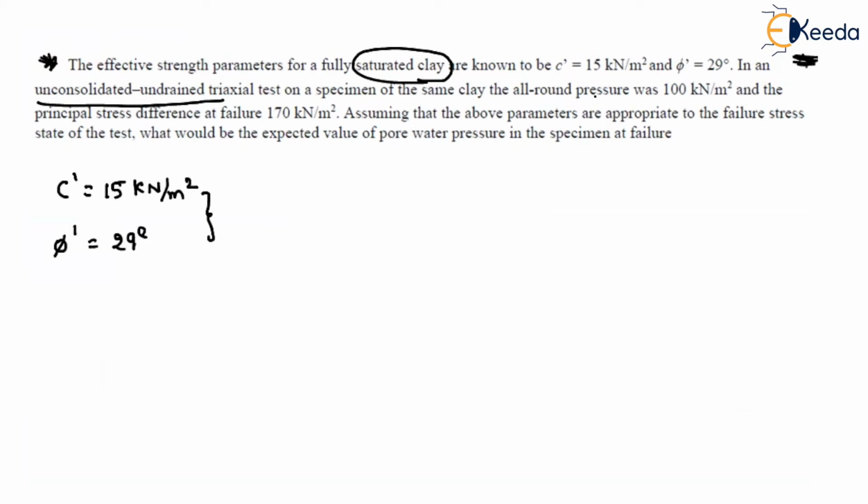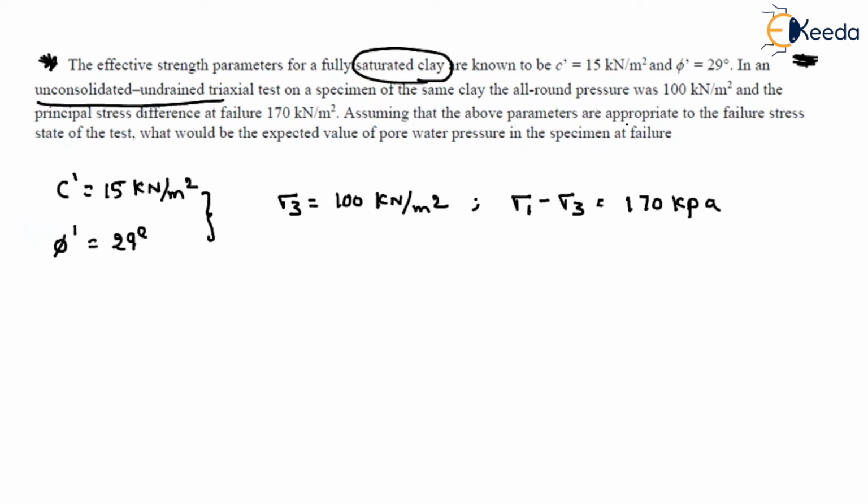Same clay, the all-round pressure was 100 kilonewton per meter square. So if it is all-round pressure, then we are talking about sigma 3. It is given as how much? 100 kilonewton per meter square. And the principal stress difference at failure, 170 kilopascal. What is the principal stress difference? Obviously, major will be larger than minor. So the difference I will write down as sigma 1 minus sigma 3. That will be given as 170 kilopascal.